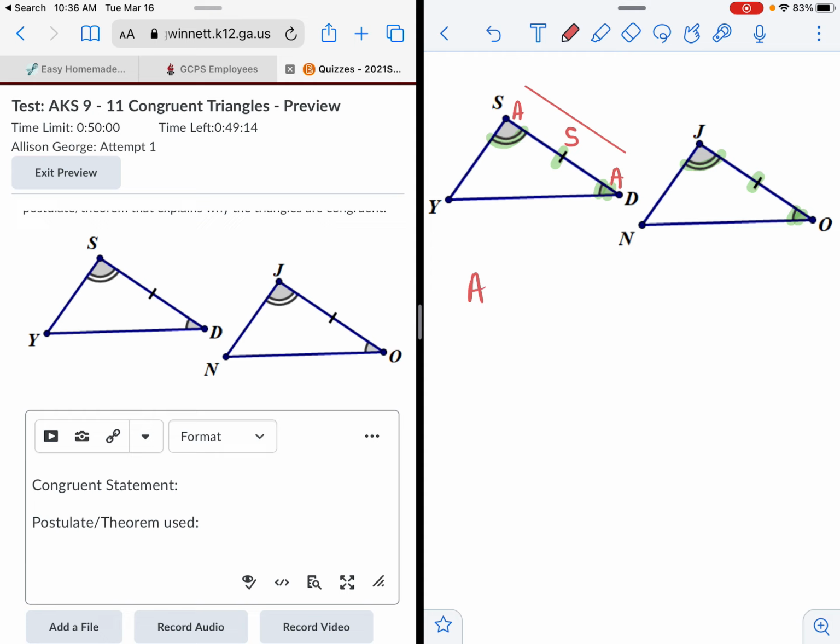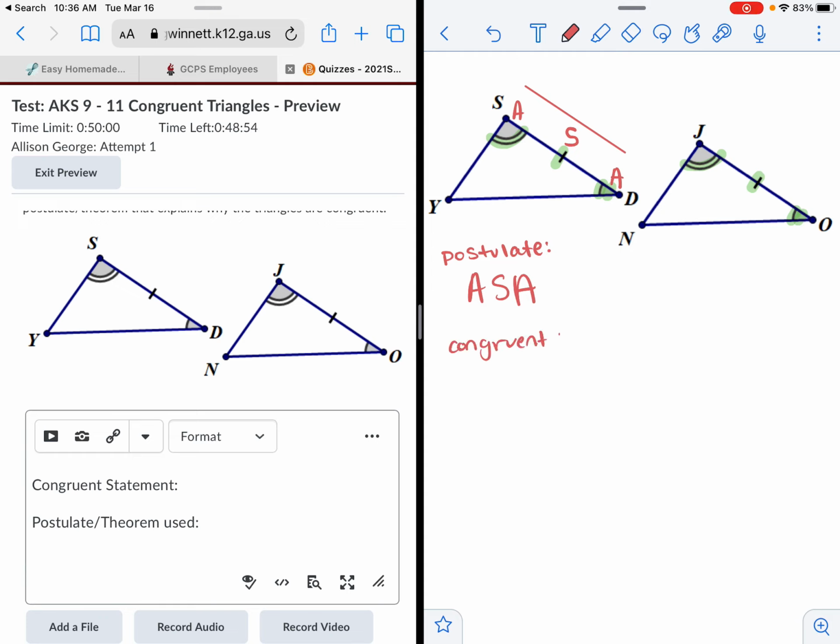And angle, side, angle is one of our approved congruency theorems. And so this tells me that yes, these two triangles are congruent. So this is the postulate that we use. And now let's write our congruent statement.